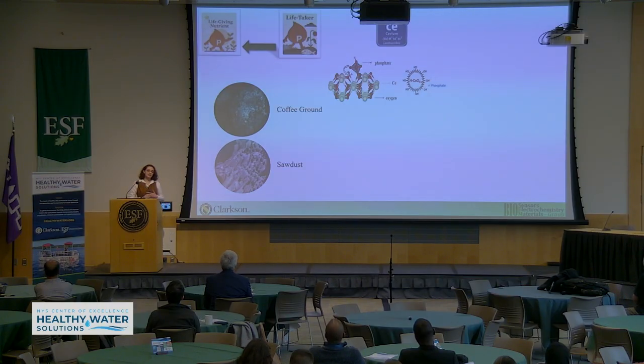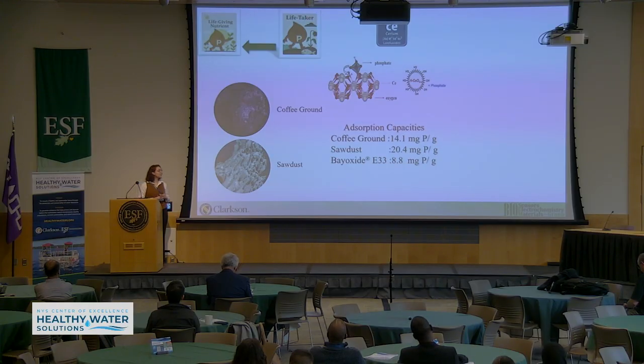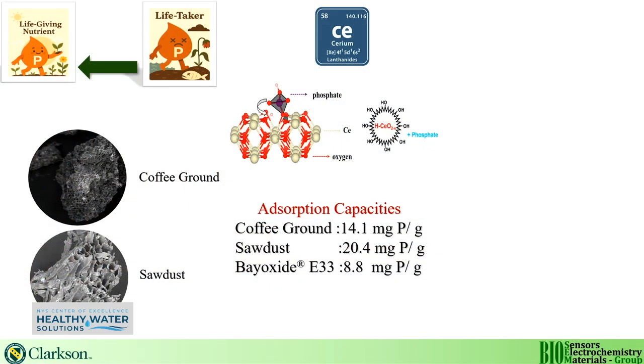Phosphate anions here can directly interact with surface oxygen vacancies of ceria, or it can ligand exchange with hydroxy groups of the surface. As you can see from the adsorption capacities, our materials can adsorb up to 20 milligram phosphorus per gram, even better than some commercial materials like bioxide.